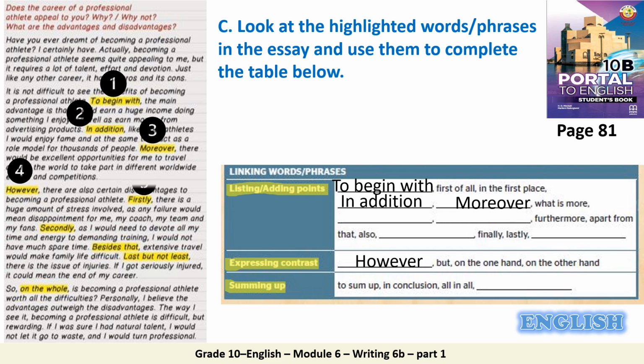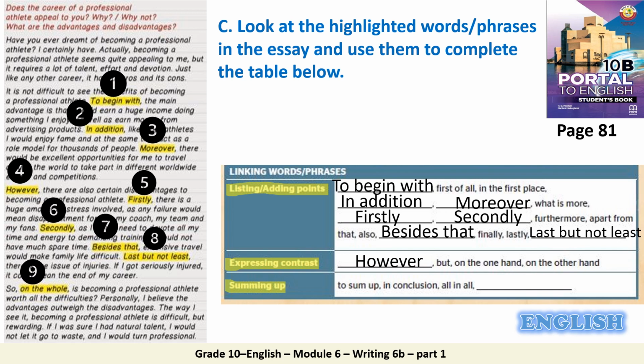All right. The next one we have firstly, which is a linker of listing. Good. What about secondly? Very good. Another linker of listing. Besides that, the same, another linker of listing. And last but not least is a final linker of listing. All right. Now, what about on the whole here? Excellent. This is to sum up, and this is in the final paragraph. All right. So we have to sum up, in conclusion, and all in all. And we add on the whole.